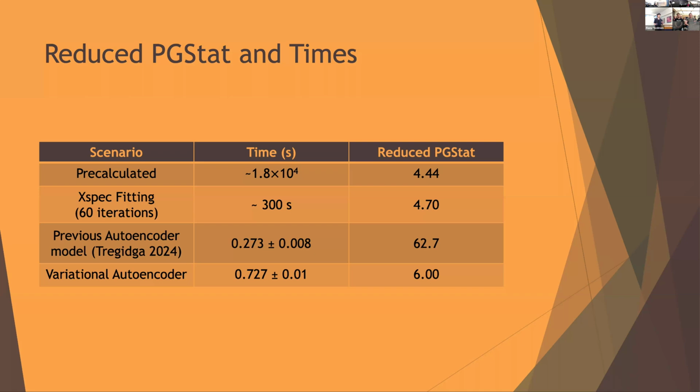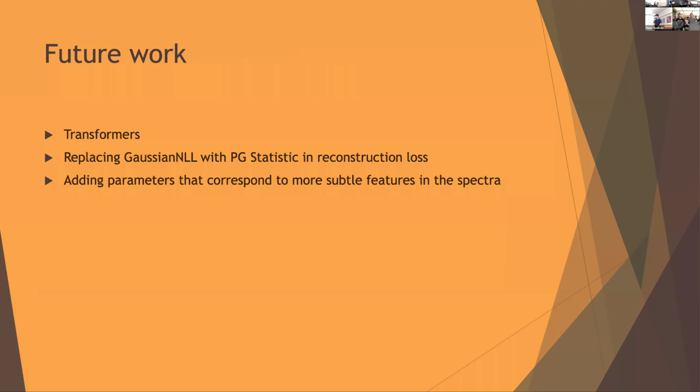So yeah, but I'm not using these extra 10 iterations, and I'm still getting a reduced PG stat of 6, which is pretty good with a similar amount of time as well. So in the future, I'm going to be using transformers instead.